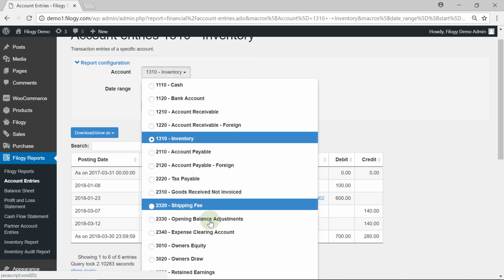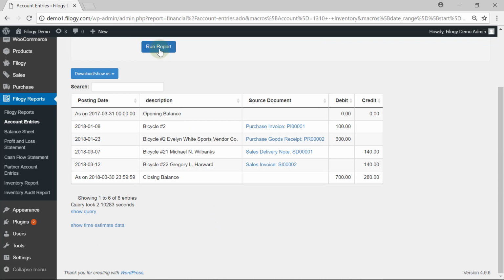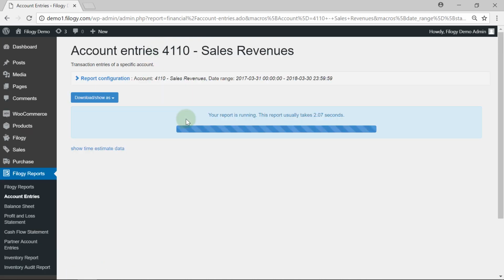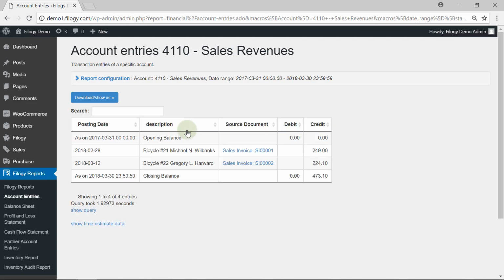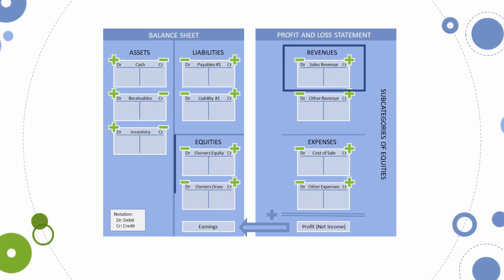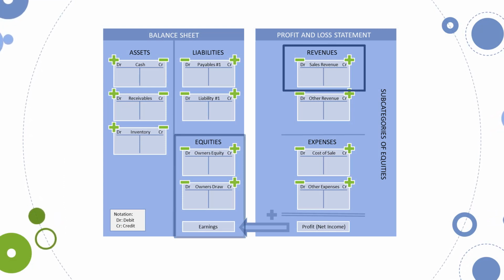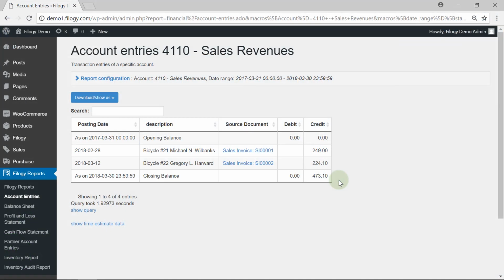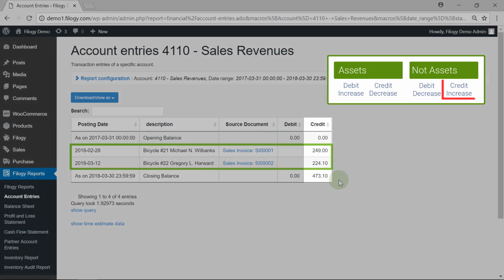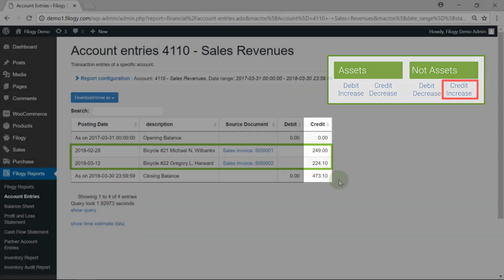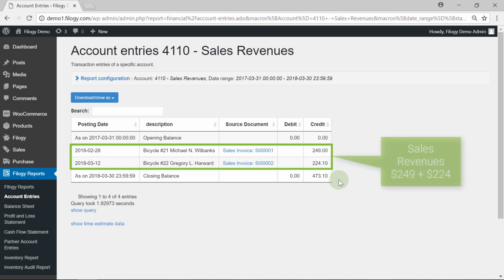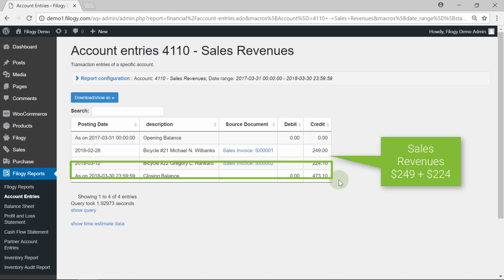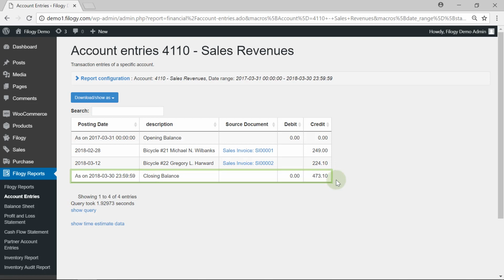The following example is the sales revenue account. Select it and press the Run Report button. Maybe you remember, the sales revenue account is a subcategory of equity account, so this is not an asset account. Thus, growth is shown on the credit side, unlike the previous accounts we've seen. You can see that sales revenue grew by $249, then $224. Growth is now on the right side, in the credit column. This is the revenue from the 2 bikes sold. Please note that the sale revenue is $249 and $224, which information will soon be important. Your total revenue is $473.